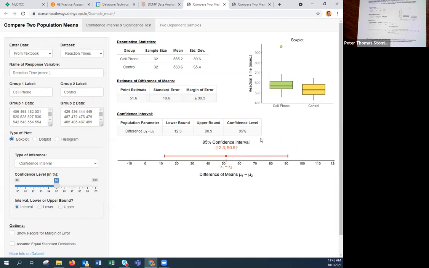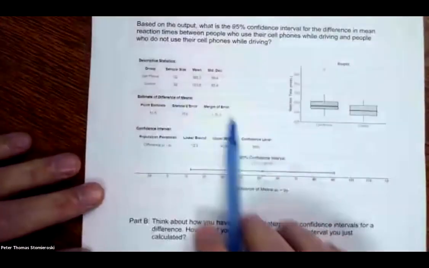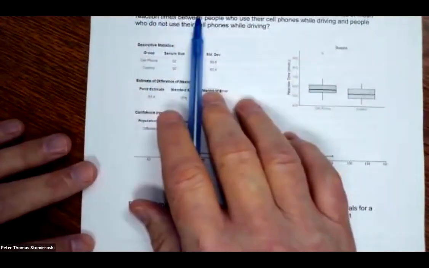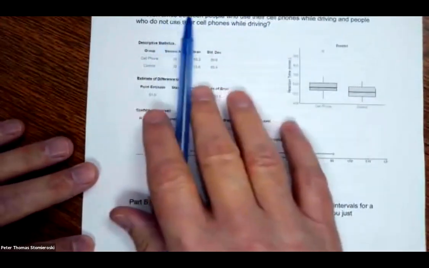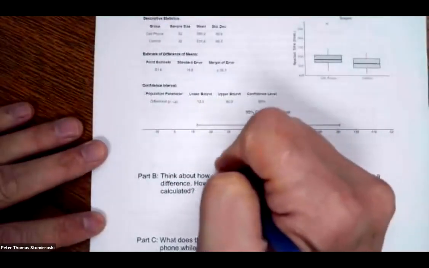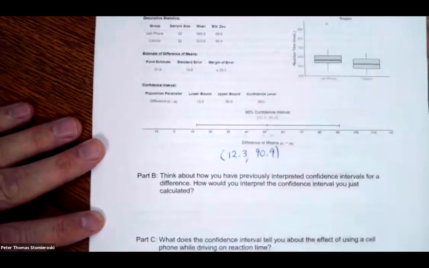So here's our 95% confidence interval for the difference between the average time a person hits the brakes when they're using a cell phone and when they're not using a cell phone. So again, this is all summarized on the lesson. I've copied it and pasted it into the lesson. So let's hit stop share. So here is the confidence interval again. So it says, based on the output, what is the 95% confidence interval for the difference in reaction times? So the confidence interval is 12.3 to 90.9.